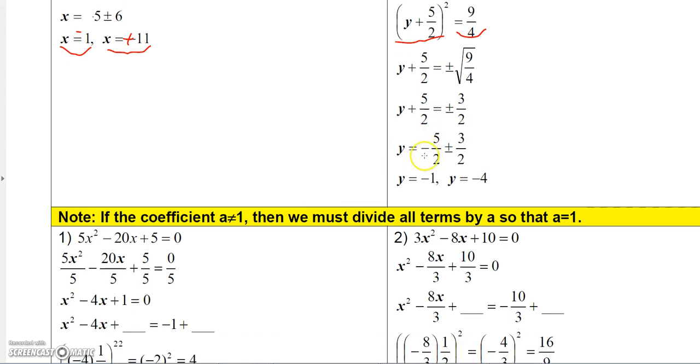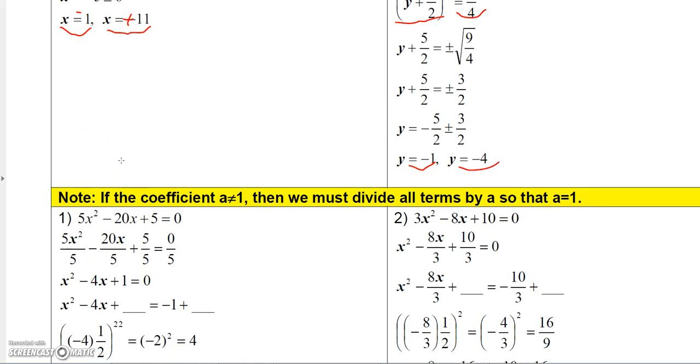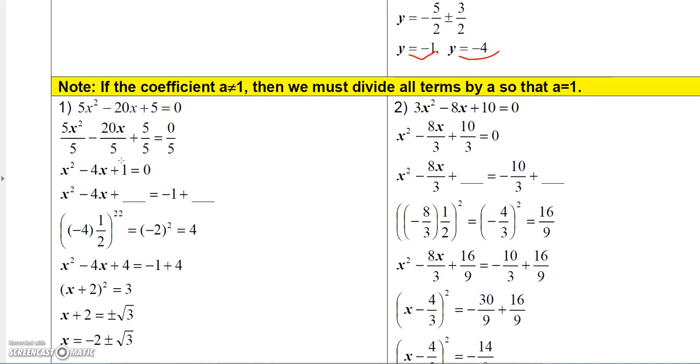And now we're going to subtract 5 halves from both sides, and we get y equals minus 5 halves plus or minus 3 halves. Now, if I do minus 5 halves plus 3 halves, that's going to give me minus 2 over 2, which is minus 1 for the answer. And then if I do minus 5 halves minus 3 halves, that's going to give me minus 8 over 2, which is negative 4 for the answer. So the answers for that one are y equals negative 1 and y equals negative 4.